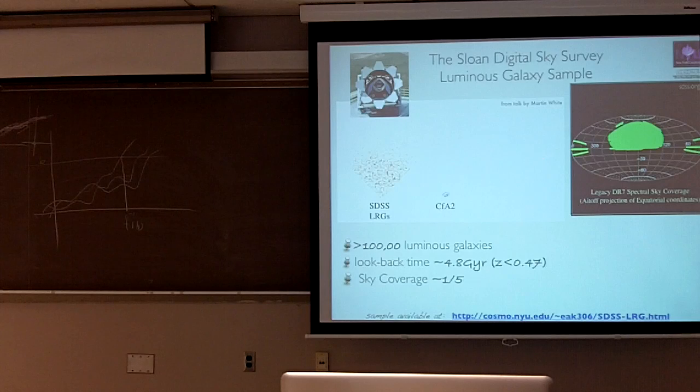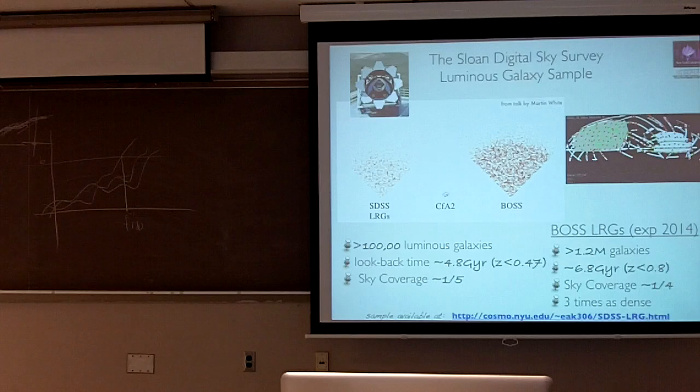So this is my playground. This is the galaxy sample I've been analyzing for the past few years. What you're looking at is the sky distribution. It's about 1/5 of the sky. This is an angular projection just to get a feeling for what's going on in the radial direction compared to the CfA, which in its day was a revolutionary survey. Here we're looking much further back into the universe, and I'll show results on that as well as predictions for the Baryon Oscillation Spectroscopic Survey, or BOSS, which is going much further back into the universe. It will cover more of the sky, and it's going to be 3 times as dense, which is of course important due to Poisson statistics.